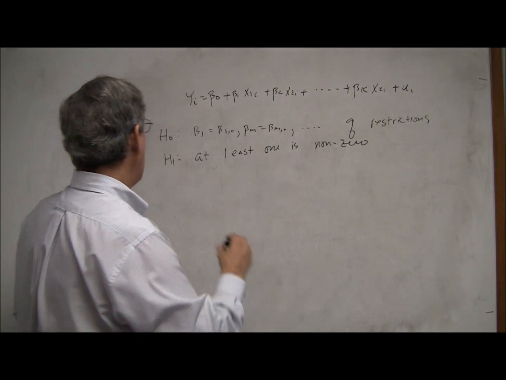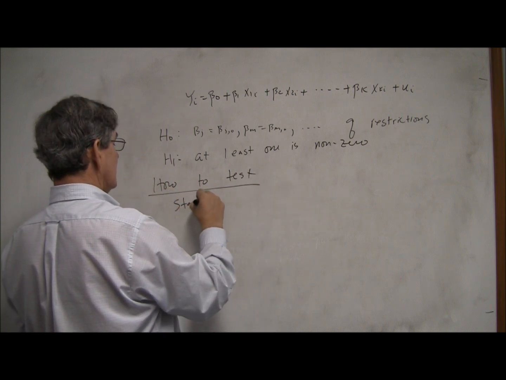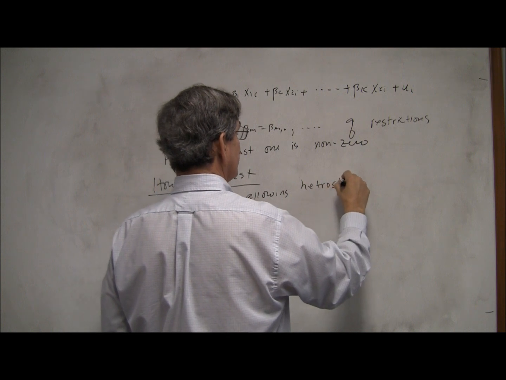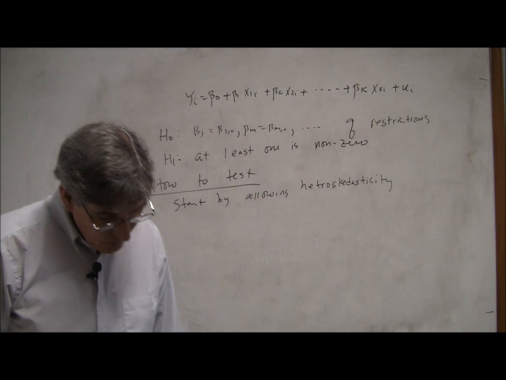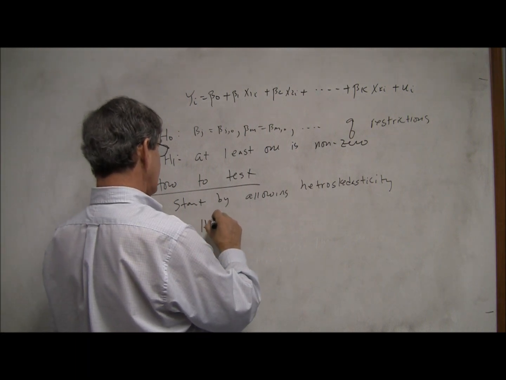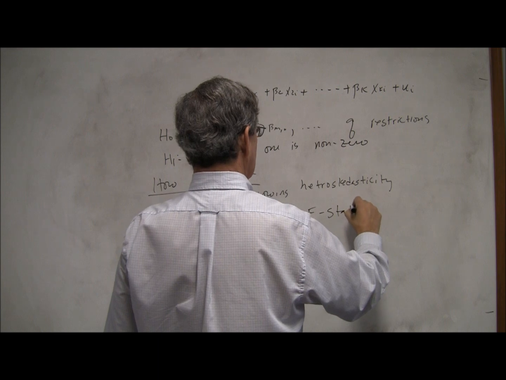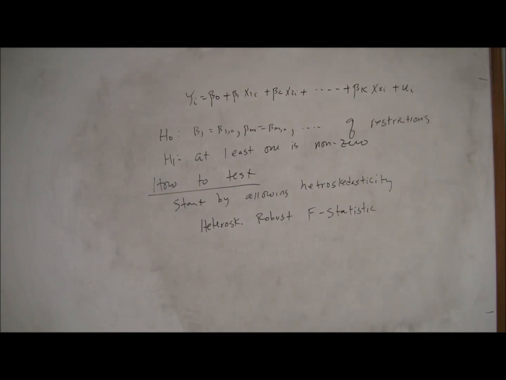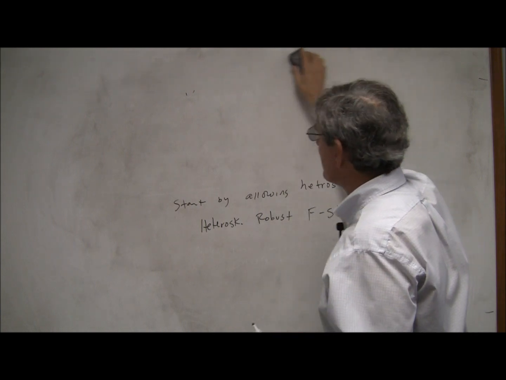Okay, so how to test? We'll start in the general case by allowing for heteroscedasticity. What you use is called a heteroscedastic robust F-statistic. And when we look at E-views, I'll show you how to actually do that within the package. Most packages make the assumption that you have homoscedasticity, and we'll come to that in a second. And so you have to press some special buttons to get the heteroscedastic robust F-statistic.